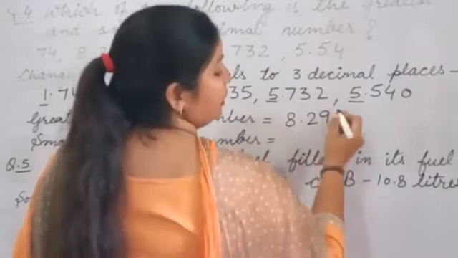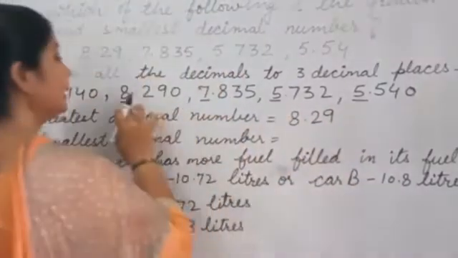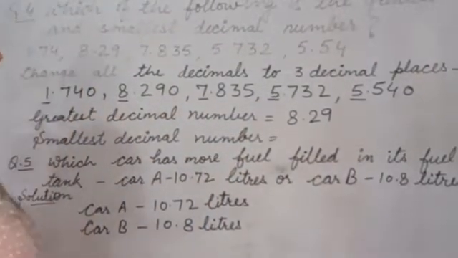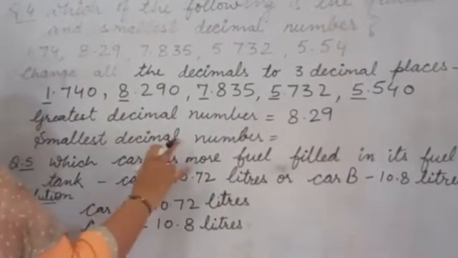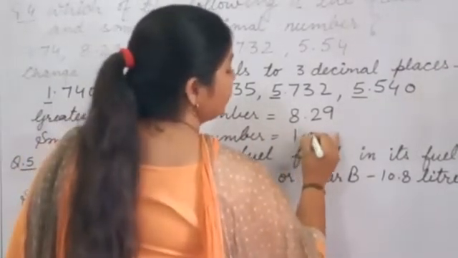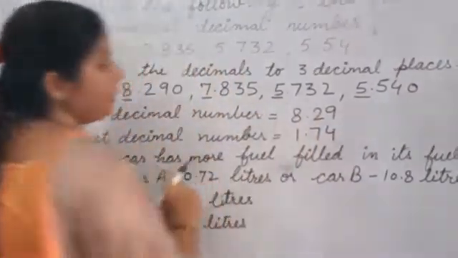8.29. And we can leave only 8.29. And if you want to use 0, you can use 0. Then next, the smallest decimal number. Smallest is 1. So smallest is 1.74.